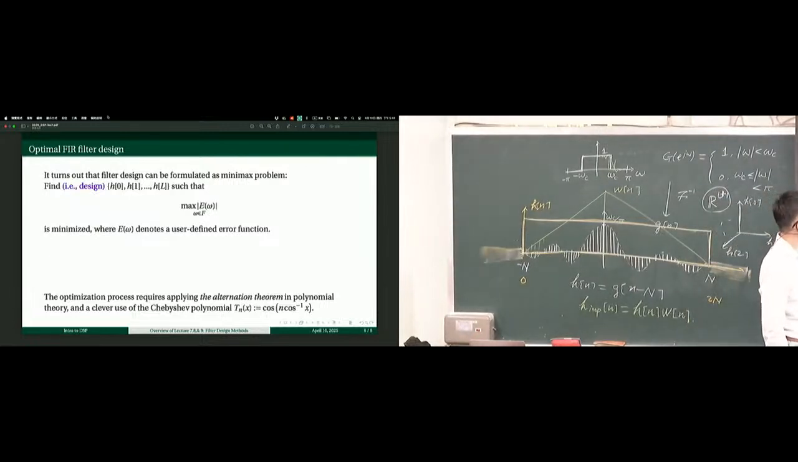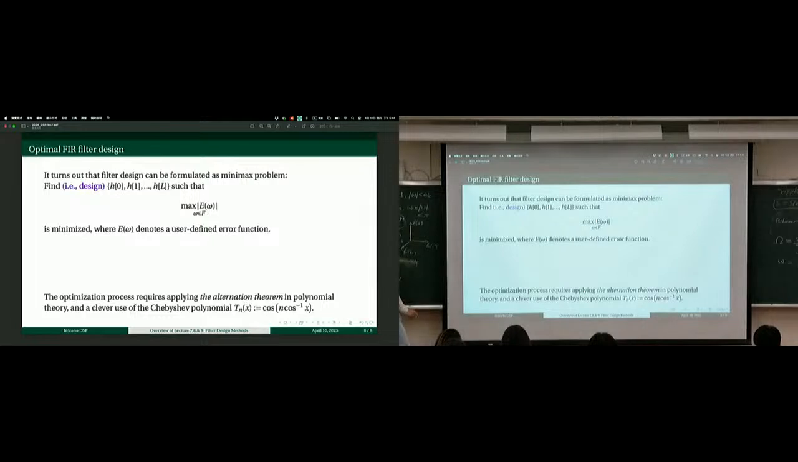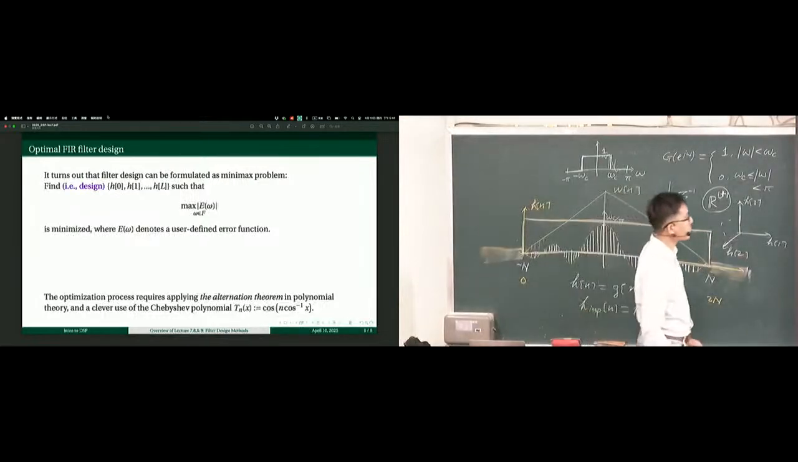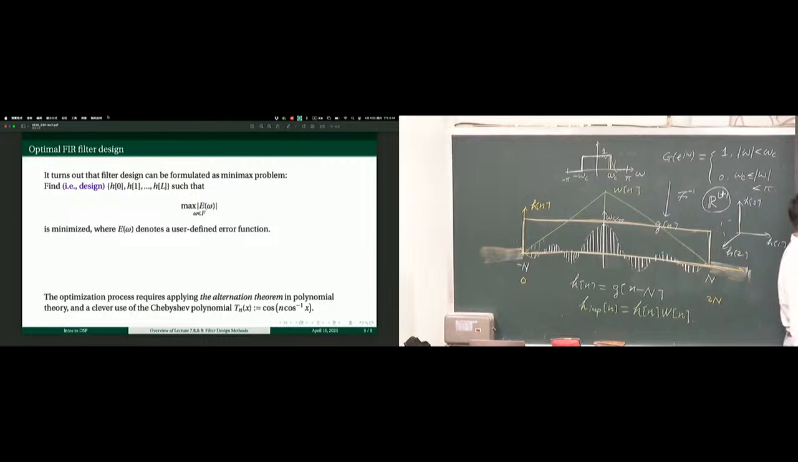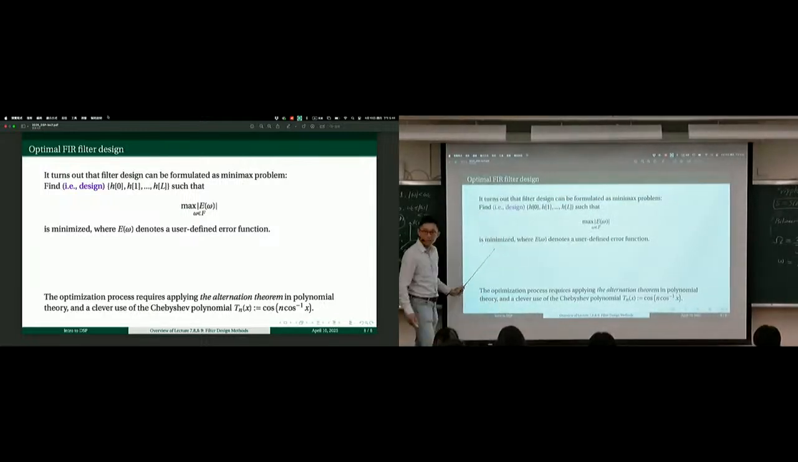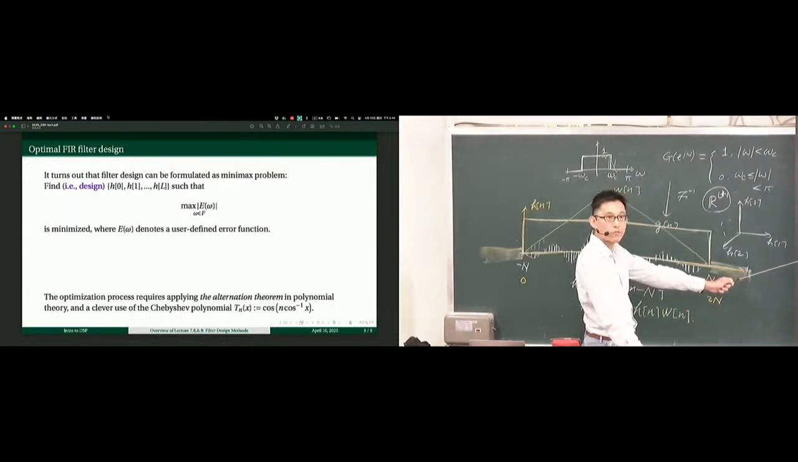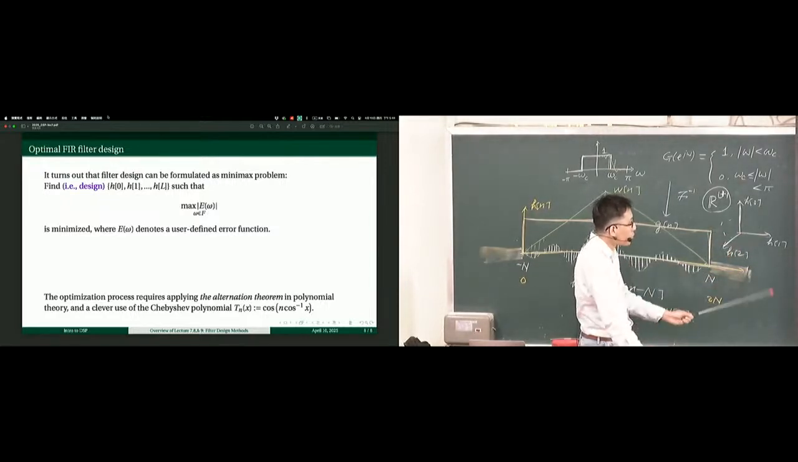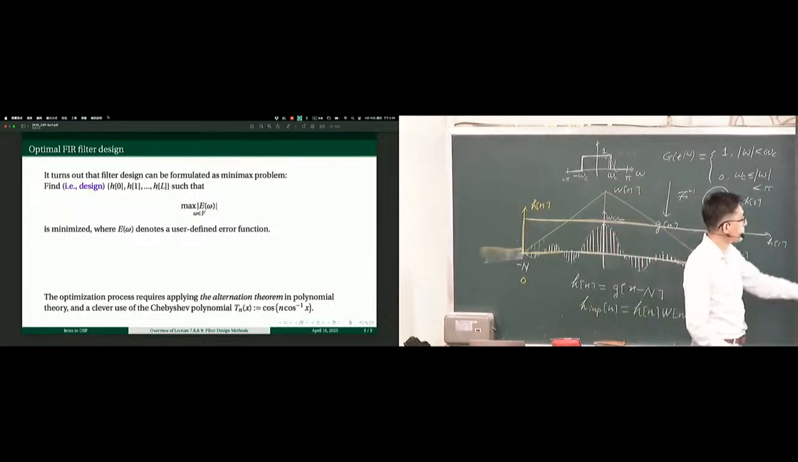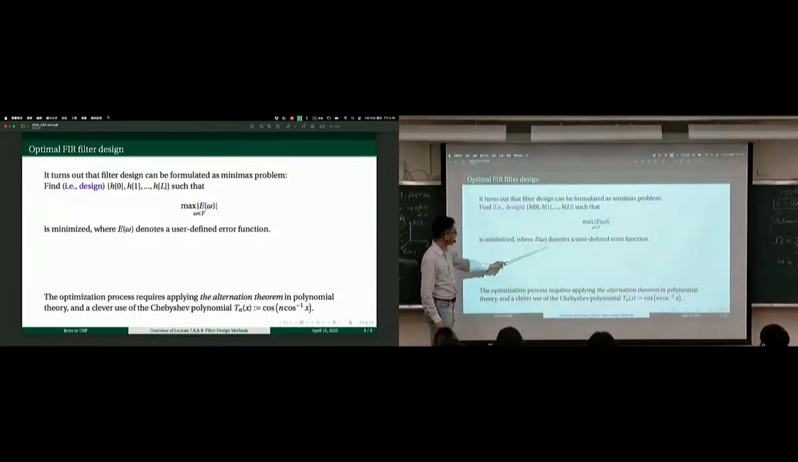Finding your design in that space of L plus 1 dimensions, such that some kind of maximum error is minimized. So we'll cover that. That's our last topic for filter design. Please expect that. We'll be using this kind of thinking, formulating design as a minimax problem, minimizing the maximum error function. And the error function is itself a function of frequency.